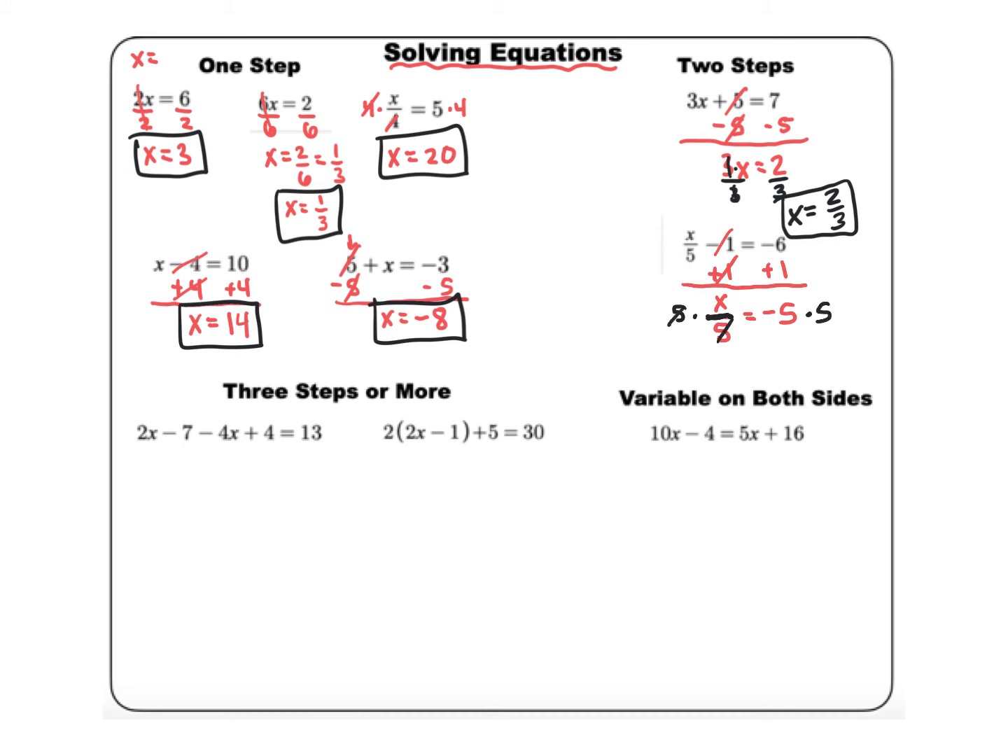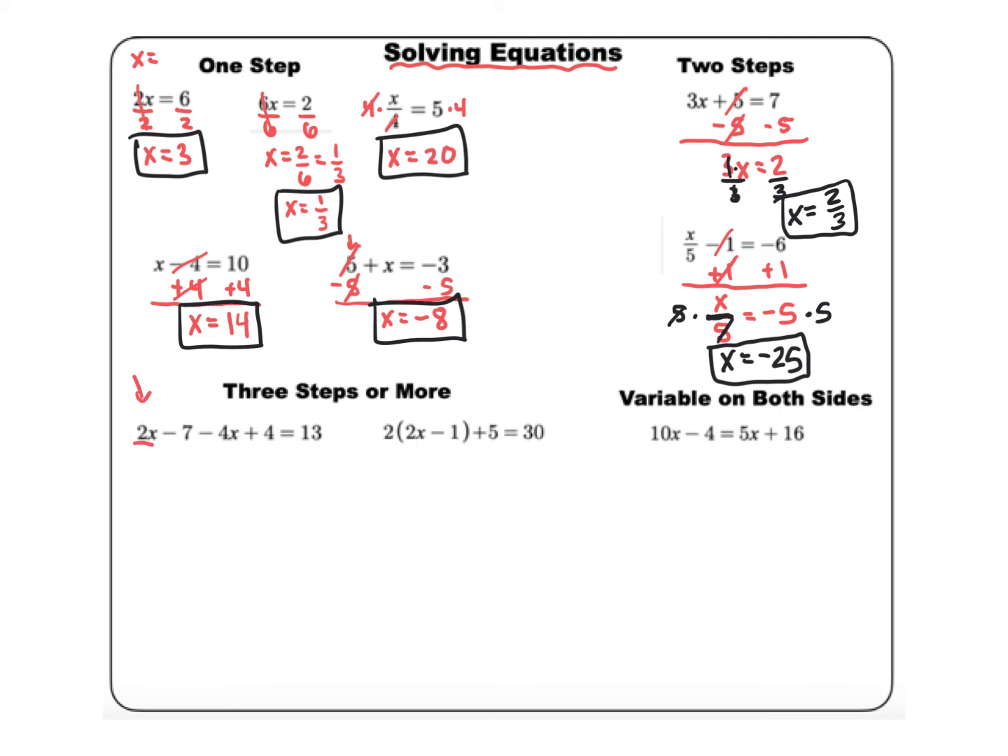And so I get x equals a negative 5 times 5, which is a negative 25. And there's my final solution here. So now we got 3 or more steps, and they keep getting larger. And what could happen is that we can have to maybe collect like terms before we solve. So in this case, we got a bunch of stuff going on over here on the left-hand side. So let's take a look at this one right here.